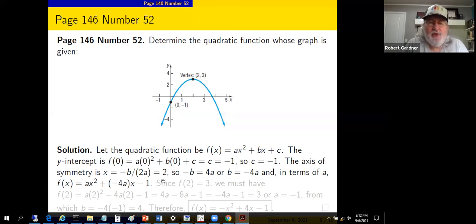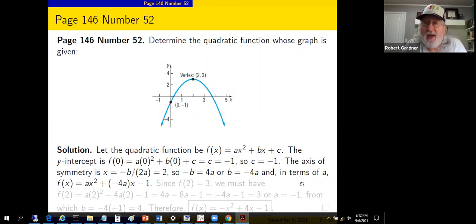This will allow us to get a relationship between a and b. Multiply both sides by 2a, cross multiply. And we get -b is 4a, or b equals -4a, multiplying both sides by a negative. And then we can express b in terms of a. So the function was ax squared plus bx plus c, but we replace the b with -4a, and we know c equals -1. So this gives us the function in terms of a.